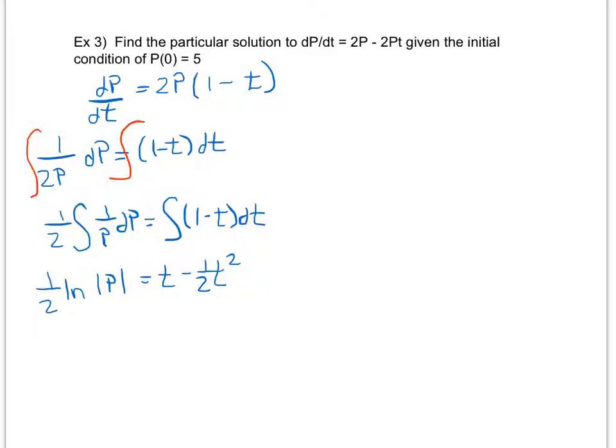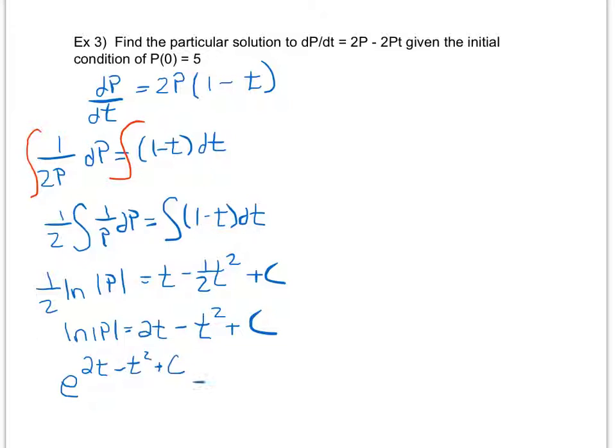So now from here, I'm going to solve for p. First thing I'm going to do is get rid of this 1/2. So I'm going to multiply everything over here by 2, giving me ln absolute value of p equals 2t minus, when I multiply 1/2 by 2, of course it just drops away, giving me t squared. And then changing it to exponential form, I get e to the 2t, and I did forget my plus c here. Sorry about that. Minus t squared plus c equals p, lose my absolute value because it is exponential.